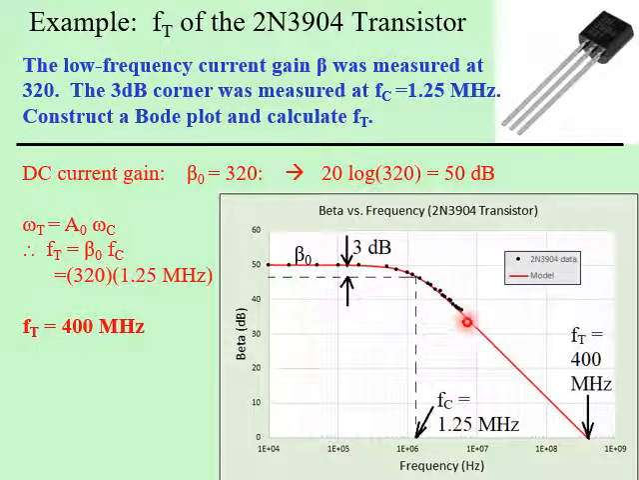And I wasn't able to get data past about 5 megahertz with the equipment that I have, because at that point my oscilloscope starts to load down the transistor and we get bad results. But the data does fit the model very well up to about 5 megahertz. The model then extrapolates the data, you can see that comes down here. And remember, where it reaches 0 decibels, that gives us the unity gain bandwidth, or the transition frequency FT, which is 400 megahertz on this graph.